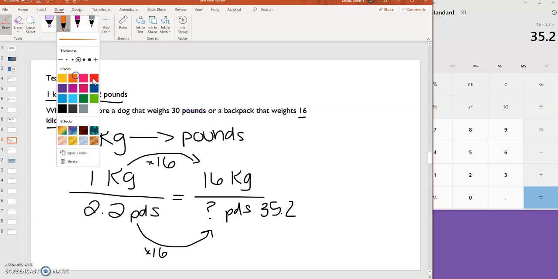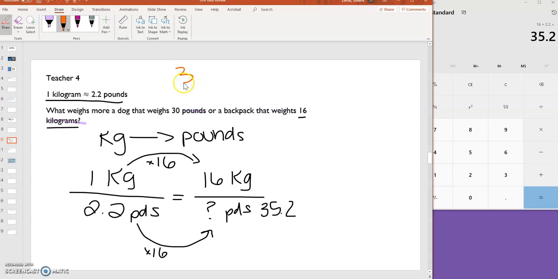So now I can go back and let's compare. The dog weighed 30 pounds, and now instead of having kilograms for my backpack, I can say the backpack weighed 35.2 pounds. And now because they're both in pounds, I can put a greater than sign here because this number is larger than this number.